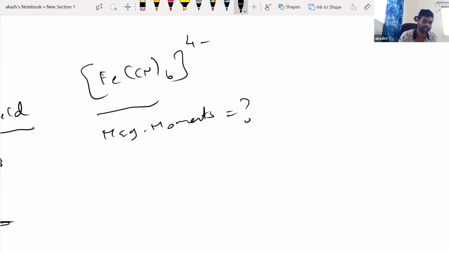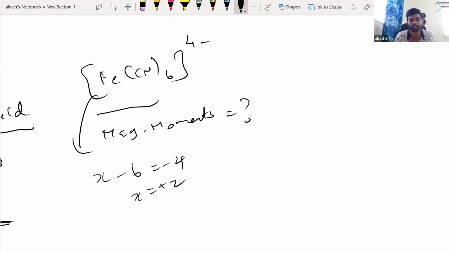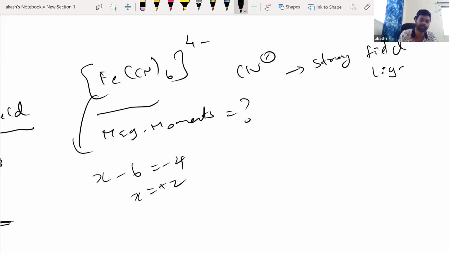Okay, fine. Let us check. Here I will first calculate the oxidation state. Oxidation state is X. CN minus is there, so minus 6, equal to minus 4. So X is going to be plus 2 oxidation state. And CN minus is a strong field ligand, we know this. So here pairing has to happen.